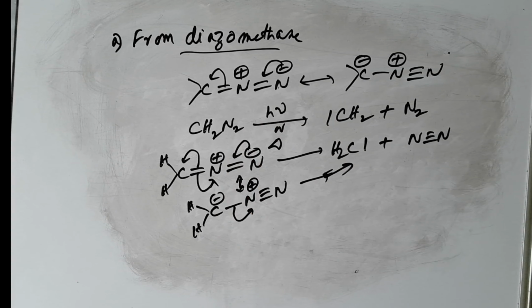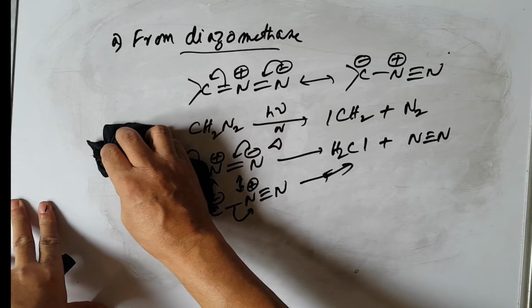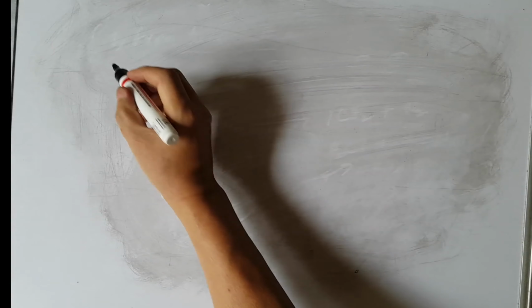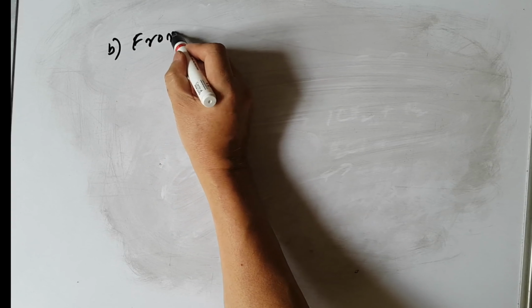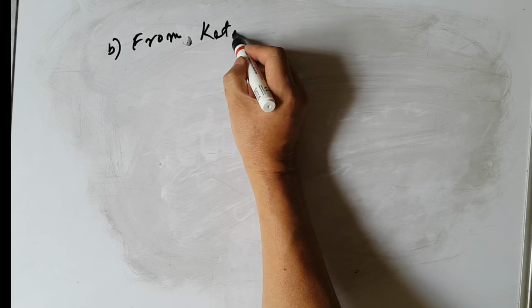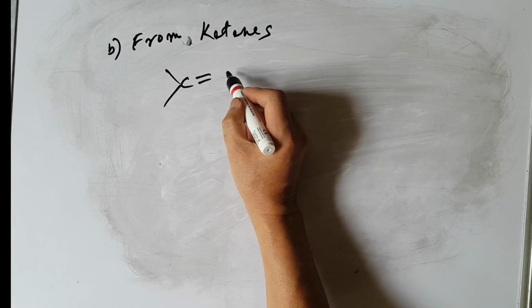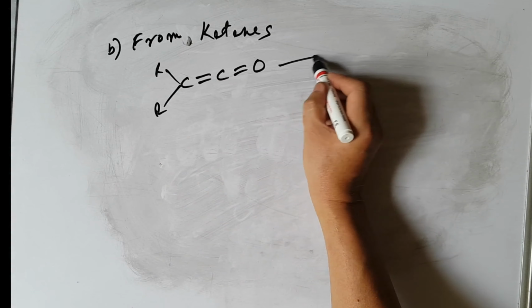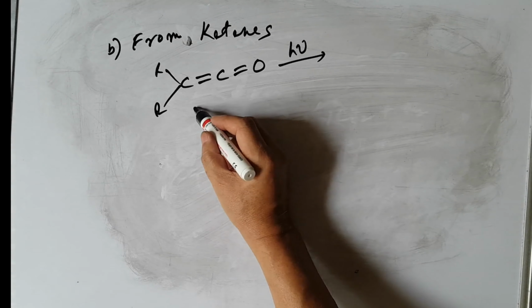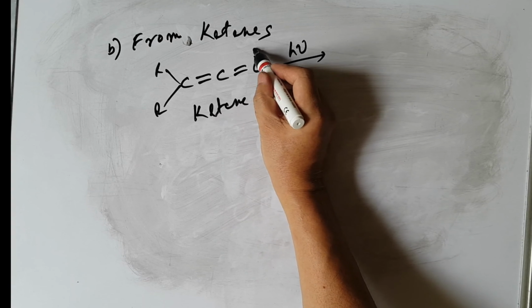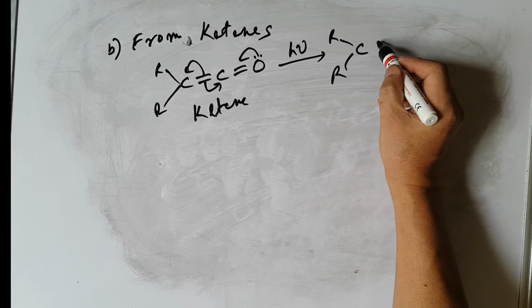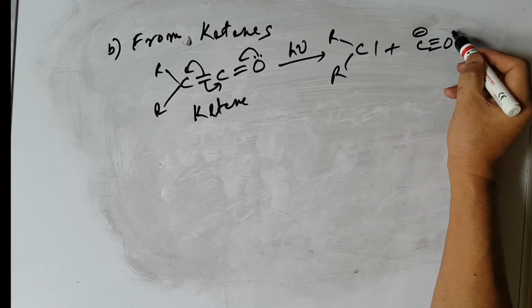Another one is from ketenes, another double bond type. I'll show this one from ketenes, like this, with R and R. Generally, ketenes on photolysis lose carbon monoxide, giving the carbene R2C plus carbon monoxide. This is carbon monoxide.